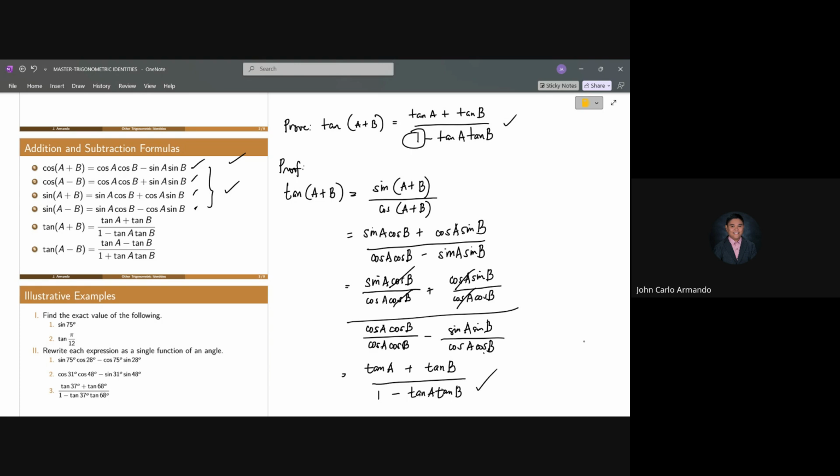Are there any questions on that example or on that proof? No more questions.